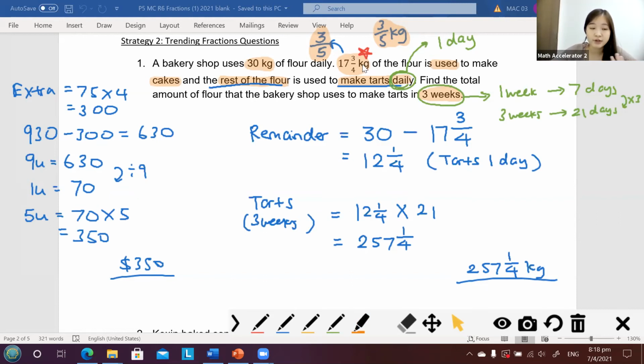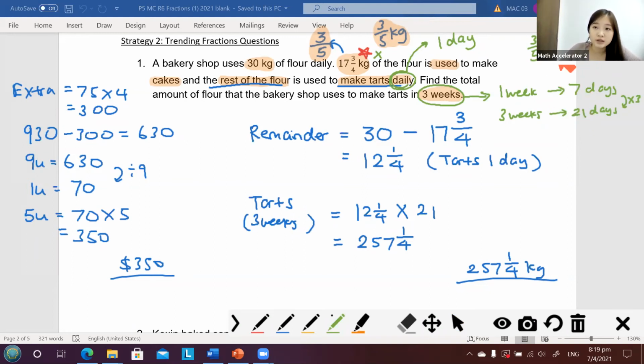Okay, a lot of you get very confused. Sometimes you see this, then you see, oh, okay, "of." "Of" means times, right? Then you go and times. Wrong. If there are units here, it means this is the actual amount. If there are no units, you have to go and look for the actual amount yourself, which means you must take 3/5 of, times the 30 first.